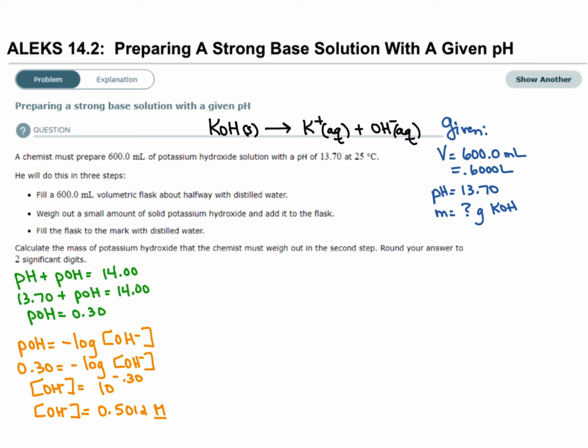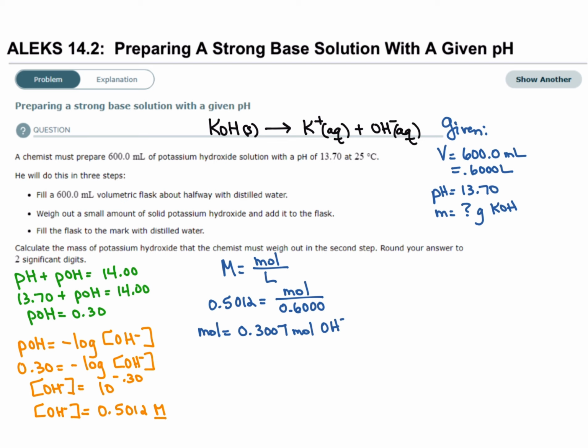Okay, now that I have the concentration of OH minus, I want to remind myself that concentration is just molarity, which is moles of solute over the volume of solution in liters. So I'm going to plug in some of my numbers here, and I can go ahead and solve for now moles of OH minus. Okay, we got to go a little further. We need to solve for grams of potassium hydroxide. All I did right now is solve for the moles of hydroxide.